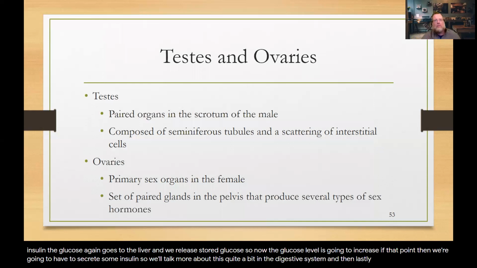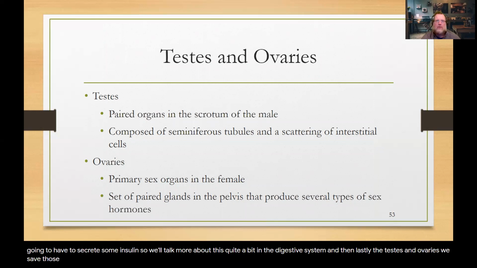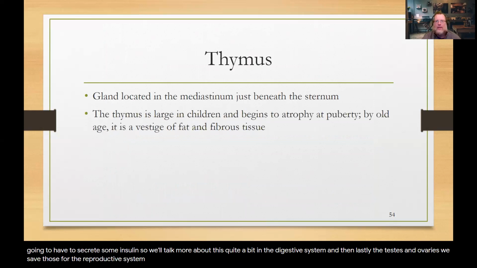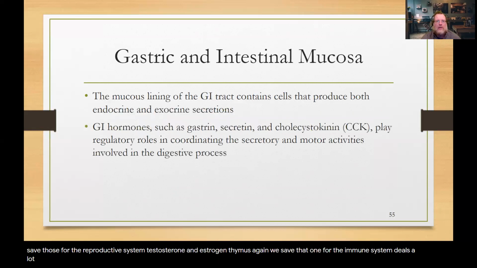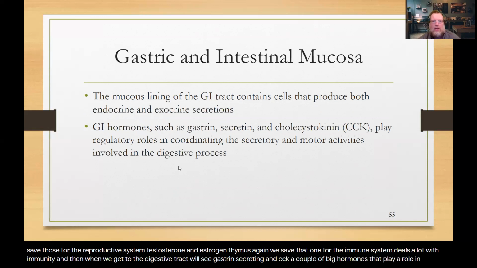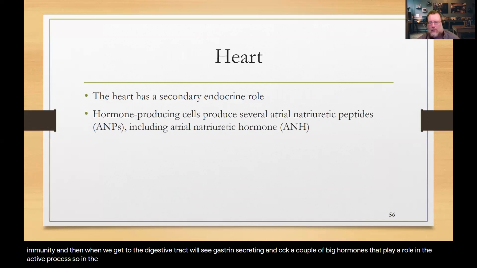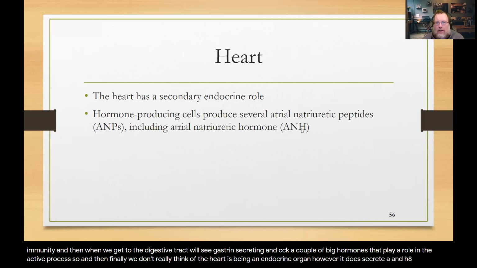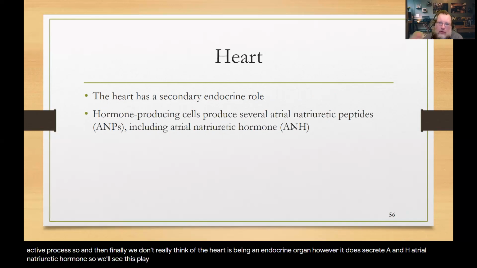And then lastly, the testes and ovaries, we save those for the reproductive system, testosterone and estrogen. Thymus, we save for the immune system, as it deals a lot with immunity. And when we get to the digestive tract, we'll see gastrin, secretin, and CCK, a couple of big hormones that play a role in the digestive process. And finally, we don't really think of the heart as being an endocrine organ. However, it does secrete ANH, atrial natriuretic hormone. We'll see this play a role when we look at fluid balance in a couple of weeks. You see that word atrial in there, so we would definitely relate that to the heart. Anyhow, we'll talk about all of these in more detail.